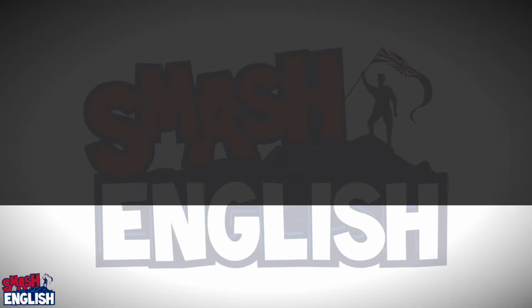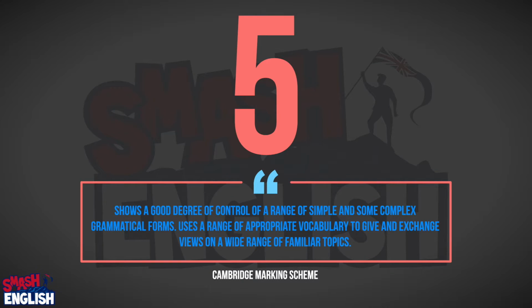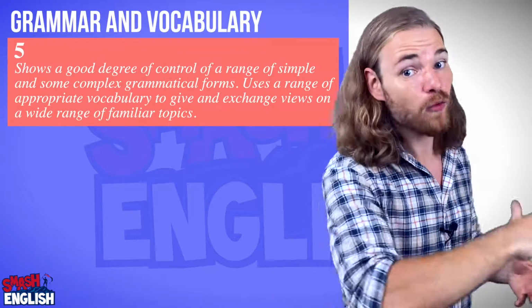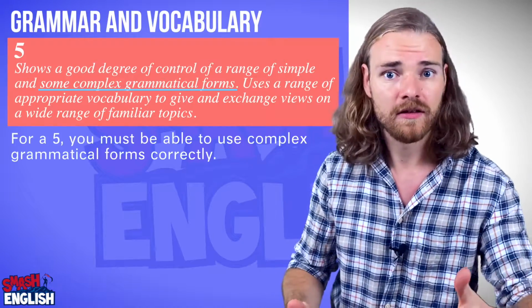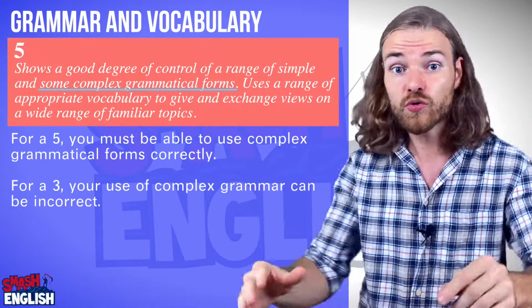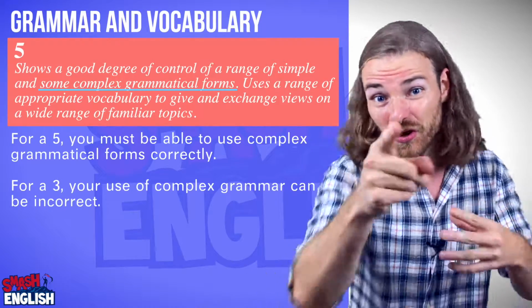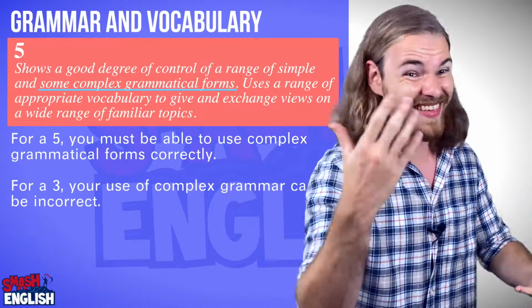This is why. 5. Shows a good degree of control of a range of simple and some complex grammatical forms. Uses a range of appropriate vocabulary to give and exchange views on a wide range of familiar topics. The difference here is that now the candidate can use complex grammatical forms correctly. For a 3, you don't have to use the grammar correctly. You can make mistakes.